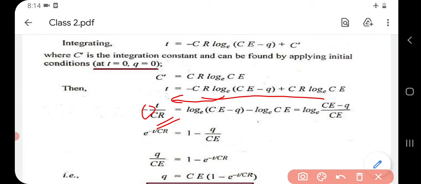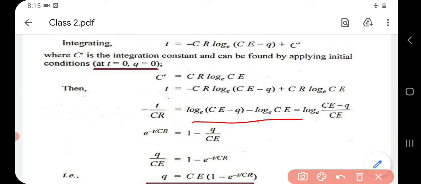So the LHS will be minus t by CR, and since this negative is taken to this side, what will remain here is the logarithm to the base e of EC minus Q. Here we have already taken a negative sign outside, so this will be negative, because negative and negative will be positive, so you have to put a negative sign here. These are all very simple mathematics, you just write down, then only you will understand. Minus log e of EC. So this is of the form log a minus log b. What is log a minus log b? Log a by b. So this is log to the base e of (EC minus Q) by EC.